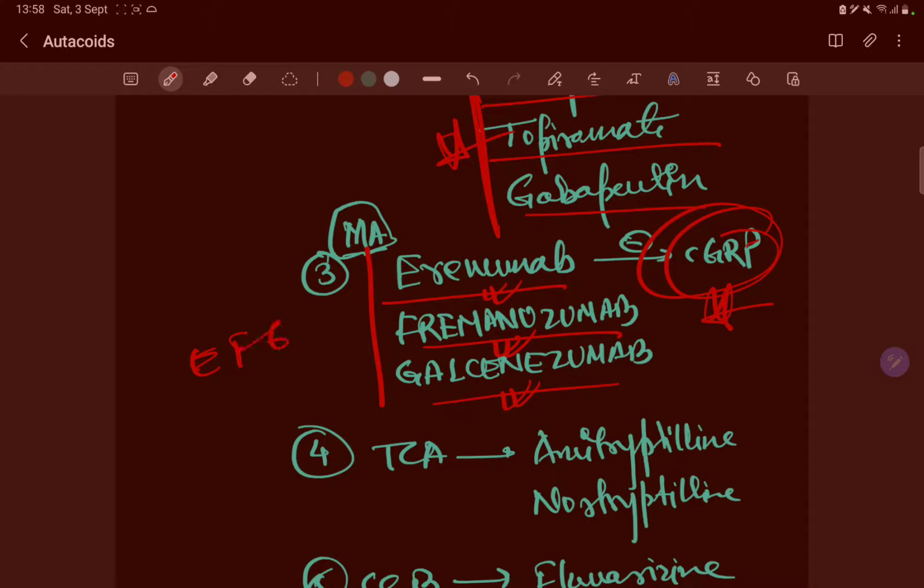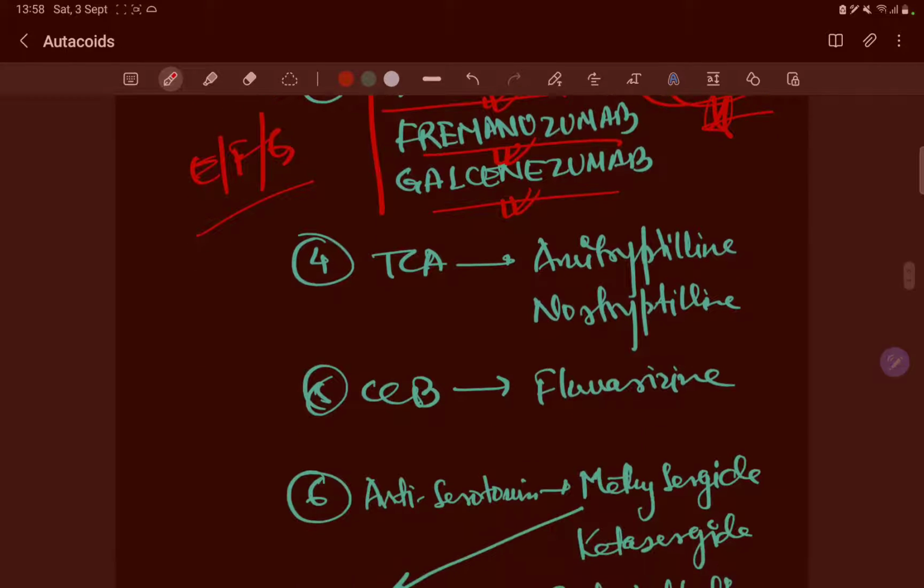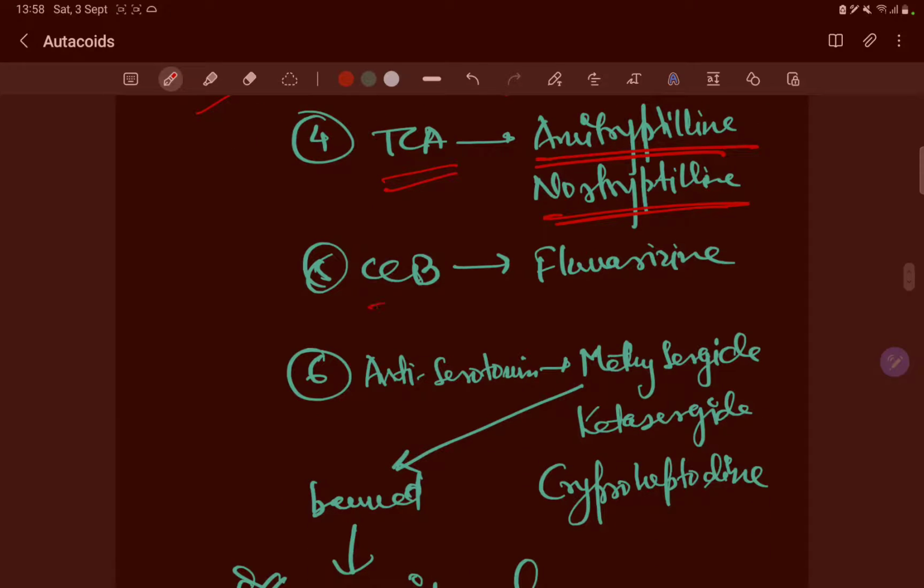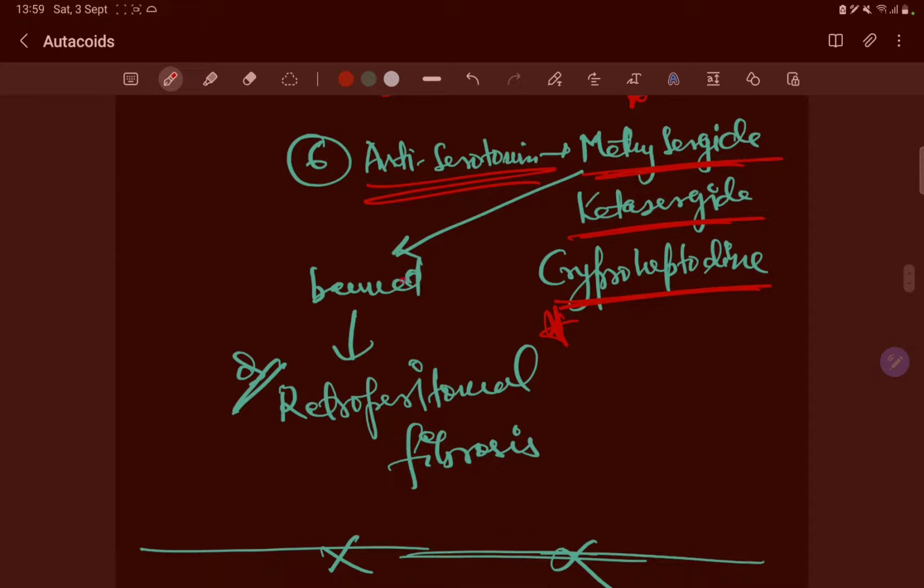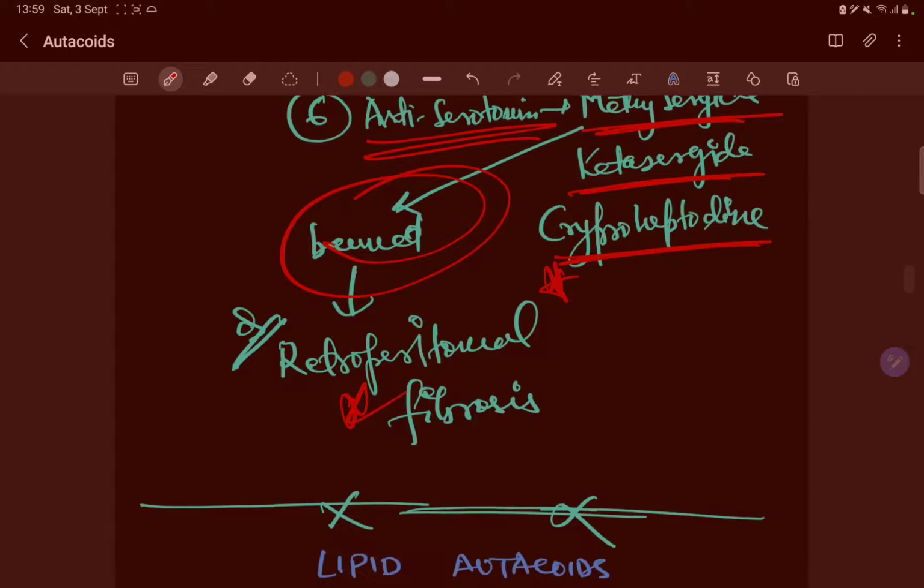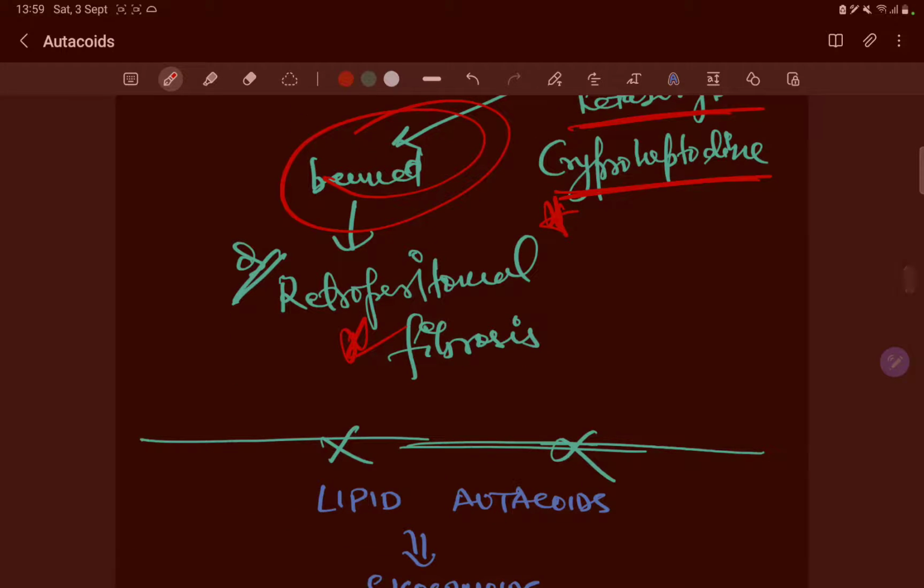I believe that you just don't mug up these monoclonal antibodies. You just remember the name of the disease and add the monoclonal antibody point by point, right? Now the tricyclic antidepressants are amitriptyline and nortriptyline. In the CCB there is flunarizine, and in the anti-serotonin group there are methysergide and cyproheptadine. Methysergide is banned because of retroperitoneal fibrosis. So these were all about your migraine.